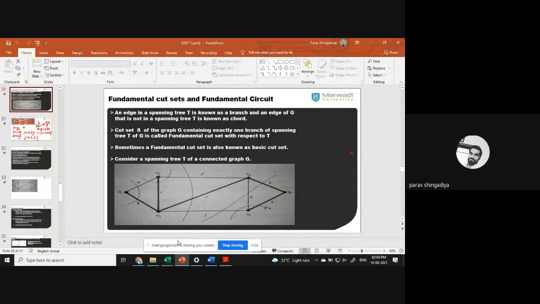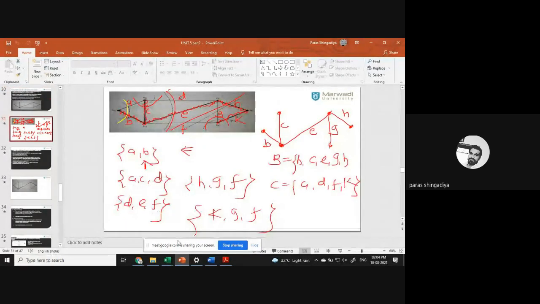Then we can define the fundamental cut set. Consider one of the cut sets of graph G containing exactly one branch, with the rest of the edges being chords. That cut set is known as a fundamental cut set with respect to T. It means if we change the spanning tree, then the cut set will change. These are some examples we had discussed in the last lecture.